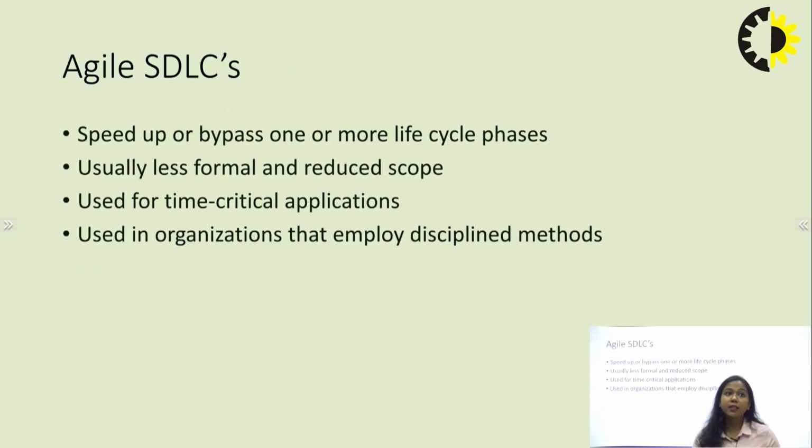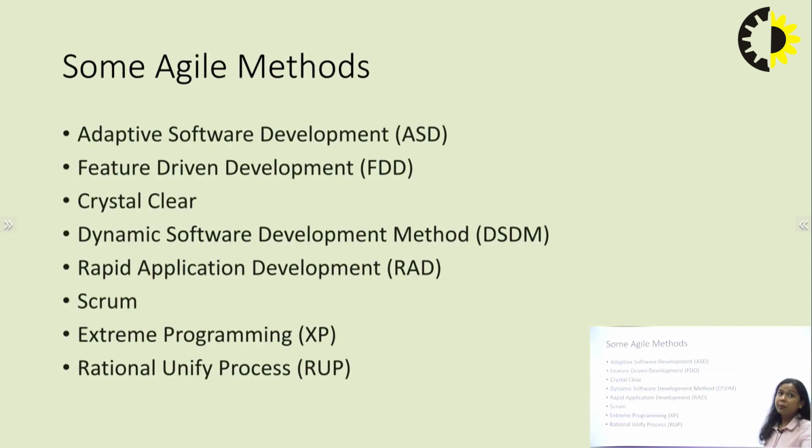Now, what is the agile SDLC? The agile SDLC will help in speeding up, bypassing and combining life cycle phases. Usually less formal and reduced scope. Used for time-critical applications. Used in organizations where employees follow a disciplined method. Some agile methods are these: adaptive software development, feature-driven development, crystal clear, dynamic software development. These are some of the methods we can use for the agile method.